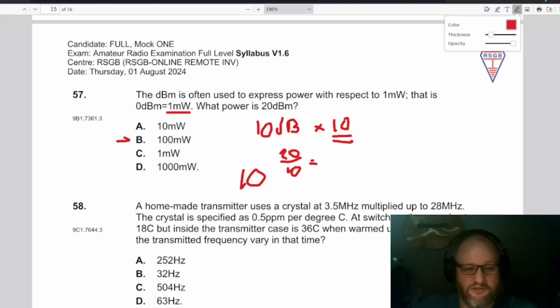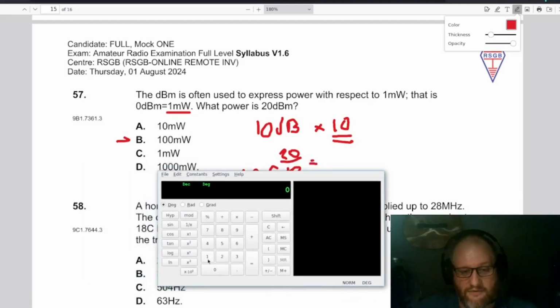So coming back to our question, we want to do 10 raised to the power of 20 over 10. Well, 20 over 10 is going to give us 2. If we plug that into our calculator, we do 10 raised to the power of 2. That gives us 100, and that gives our value in milliwatts, so our answer is going to be 100 milliwatts.